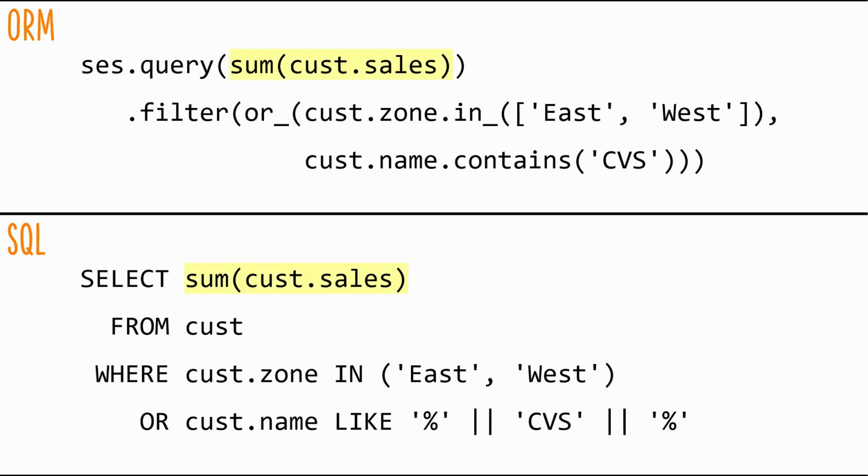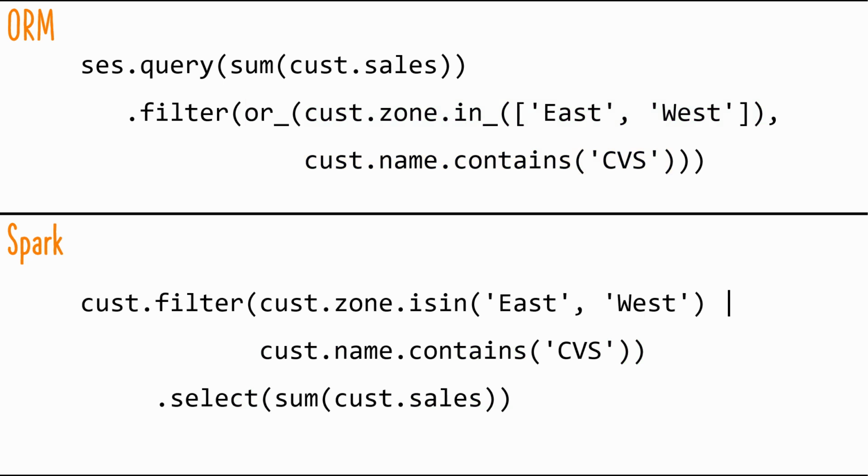We are computing the sum of sales for a subset of the customers. Most relational database systems can natively test for membership among a list of values by using the in reserved word. But not all databases come with a contains condition. To make its ORM language universal across all database types, SQL Alchemy will convert its methods into native operations, like here where contains was converted into a like clause.